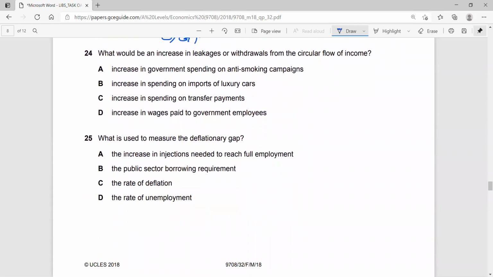What would be an increase in leakages or withdrawals from the circular flow of income? So the leakages or withdrawals you need to look at are essentially taxation. So that takes money from the circular flow of income in the economy to the government. It could also be savings, taking money from the flow of economy to the bank, or it could also be money spent on imports. So taking money from the circular flow of income within an economy, taking that money and giving it to a foreign country from which you're importing.